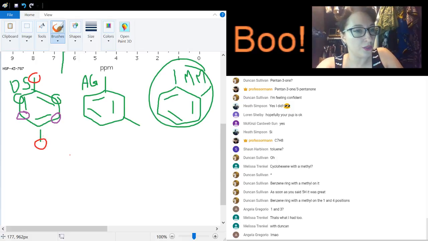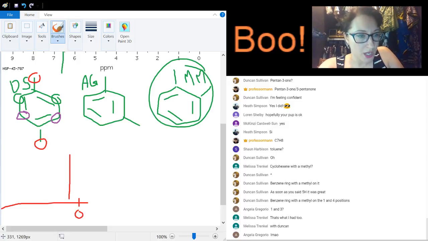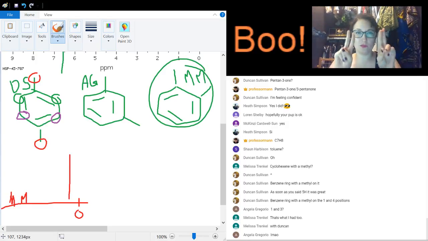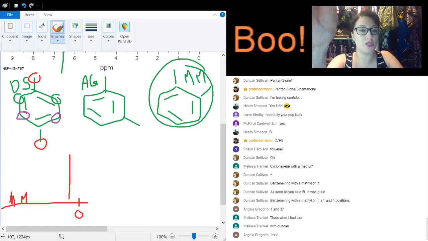And so you would get the really big peak down at the beginning of the spectrum. And then you would get what would look like 2 little groupings downstream in the benzene region. So I'll just write 7. Okay.